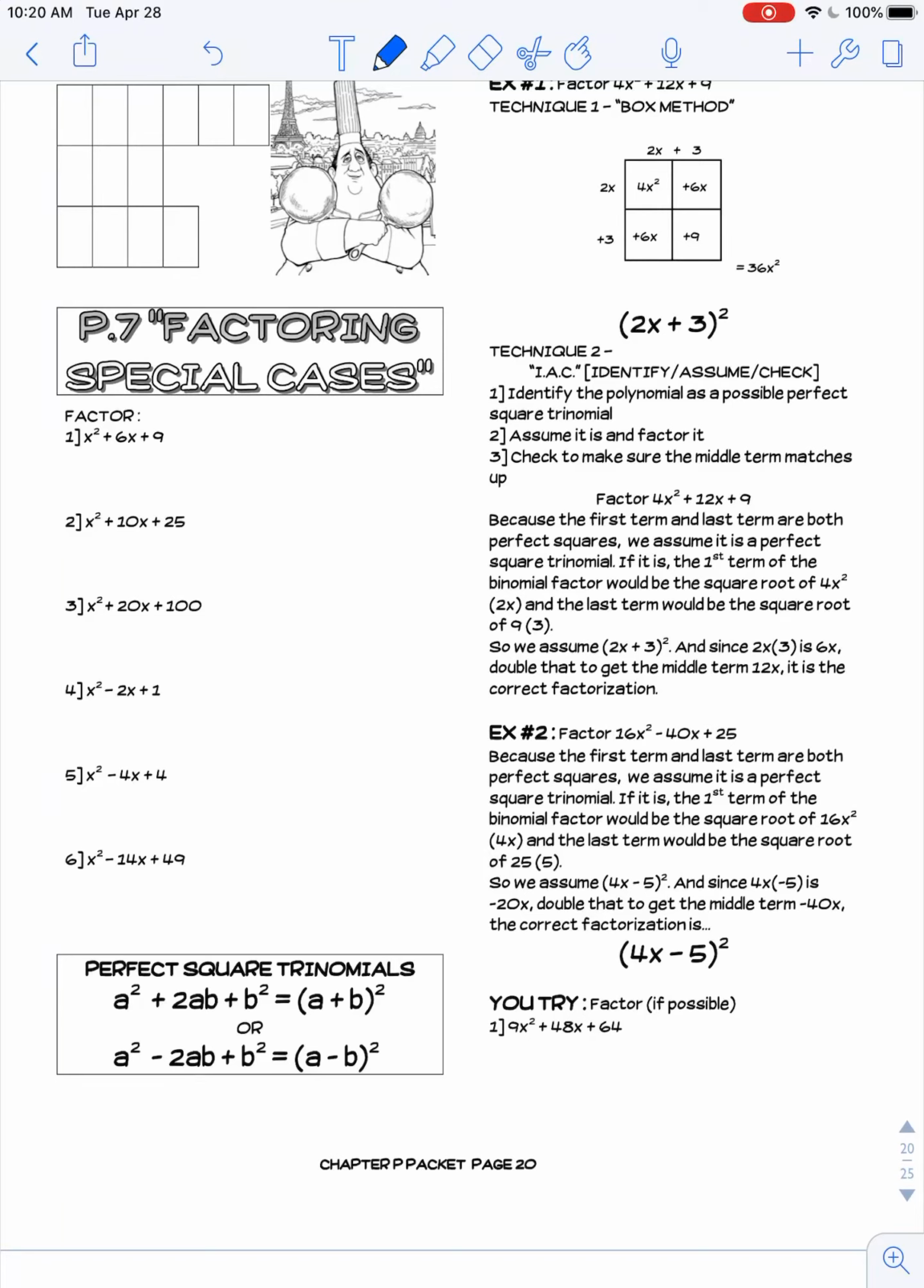Good morning. Today we are going to work on section P7, factoring special cases. I'm going to break this section up into two parts. So today we're going to work on the first part. And before we dive into our first set of special cases, I want you to factor the first 6 questions.